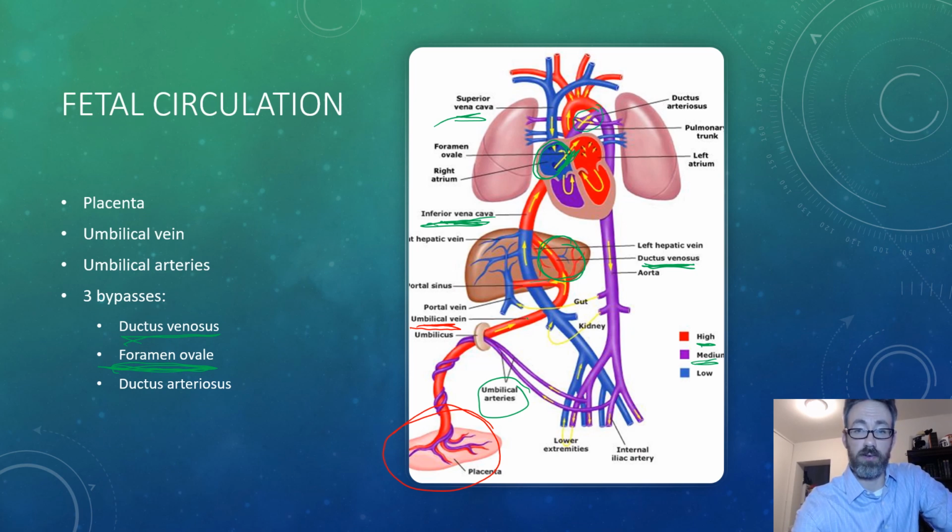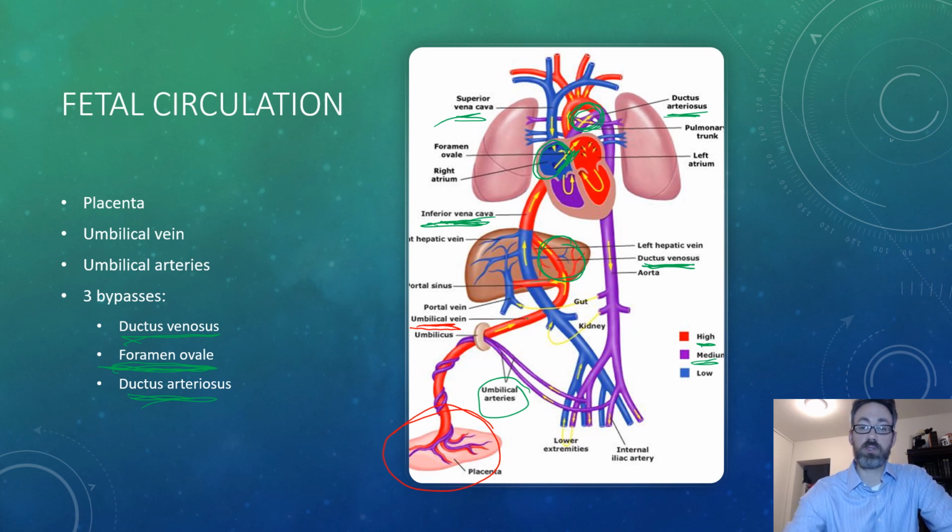You'll notice in this region right here, I'm circling it for you now, the pulmonary trunk is connected to the descending portion of the thoracic aorta via what we call the ductus arteriosus. So that's the third bypass down here, the ductus arteriosus. And so what happens is, since there's high resistance in the lungs, most of the blood in fetal development will be shunted via the ductus arteriosus into the descending thoracic aorta.